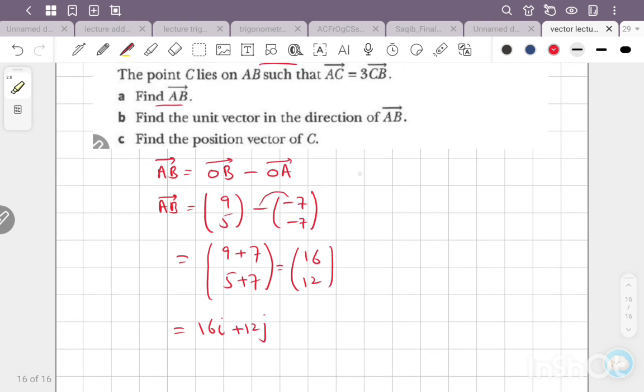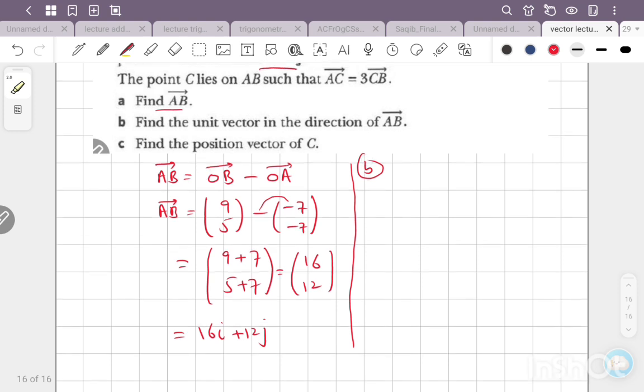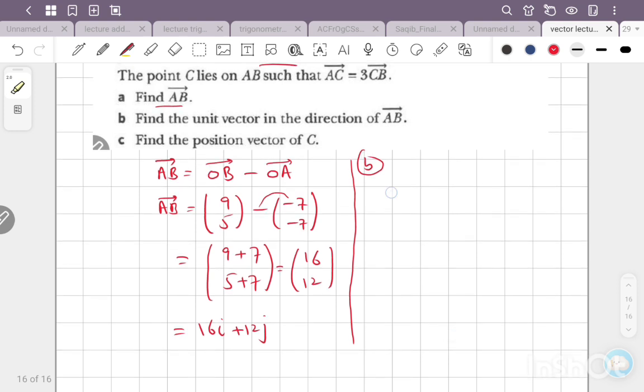Now we will start from the B part. What's the B part? The B part is find the unit vector of direction AB. Okay, a unit vector we have to write this way. This sign shows that it is a unit vector. Okay, now AB vector divided by AB magnitude. Okay, this is the formula of the unit vector.